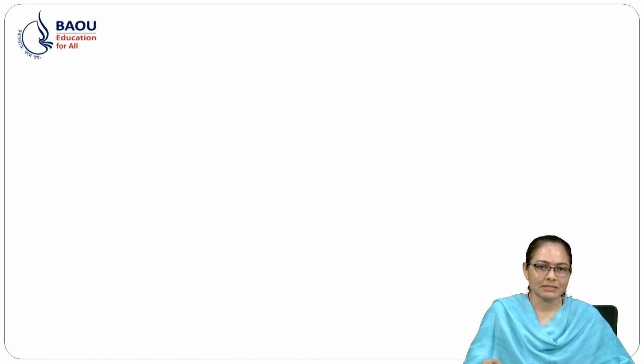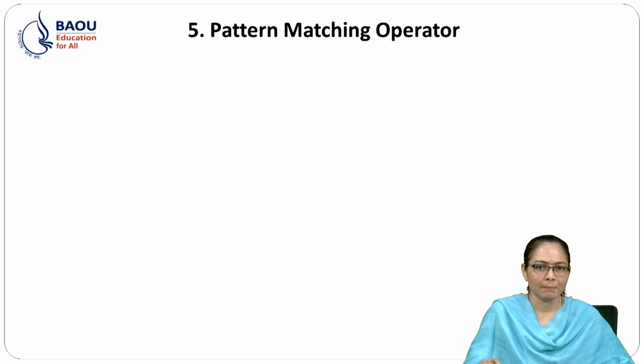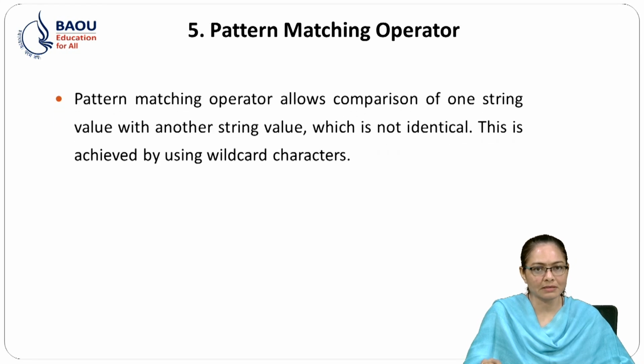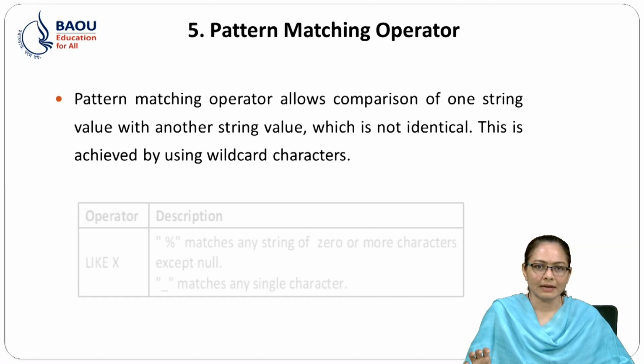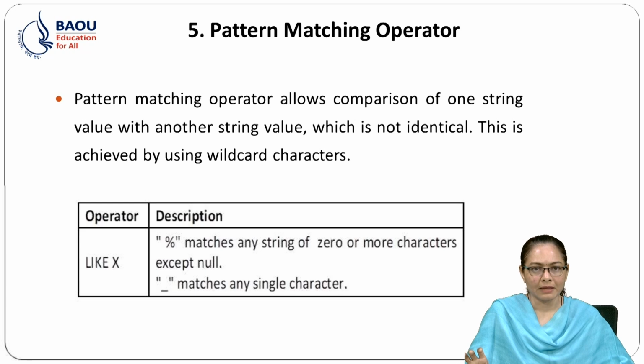Now, the next one is the pattern matching operators. Pattern matching operators allow the comparison of one string value with other string values which are not identical. This is achieved by using wildcard characters. LIKE is a pattern matching operator. LIKE is used with the percentage and underscore operators. The percentage sign is used to match any string of zero or more characters except the null value, and the underscore sign is used to match any single character.